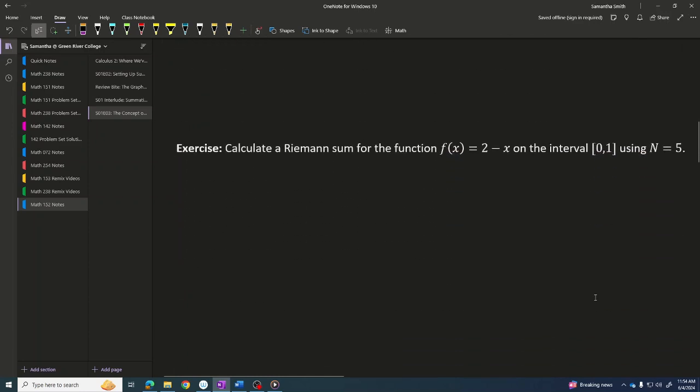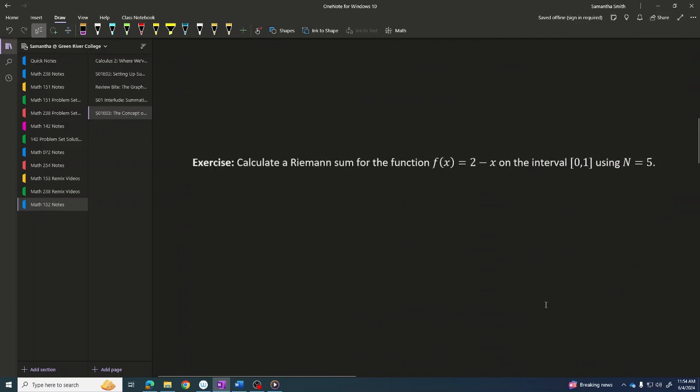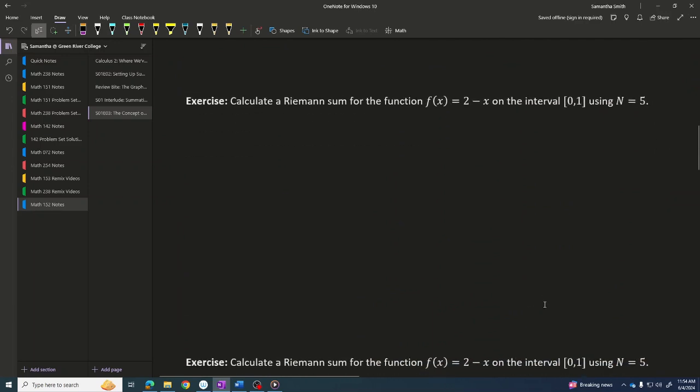Now let's get some practice calculating an abstract Riemann sum using this formula. So for example, someone says calculate a Riemann sum for this function f of x equals 2 minus x on the interval from 0 to 1 using n pieces, using n chunks.